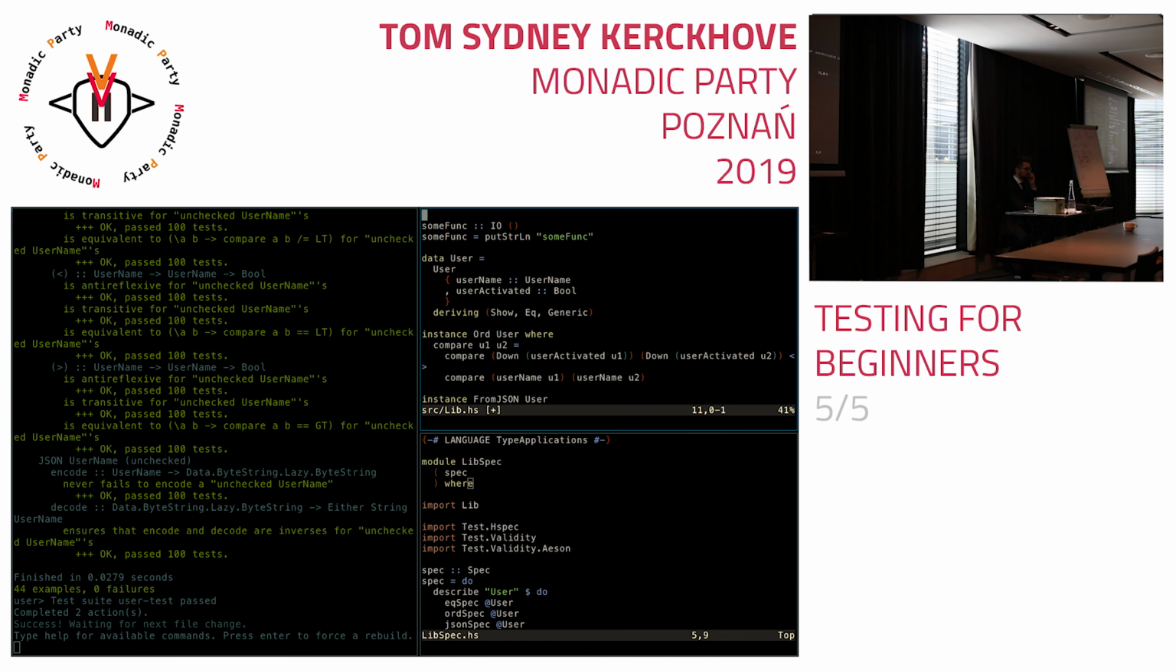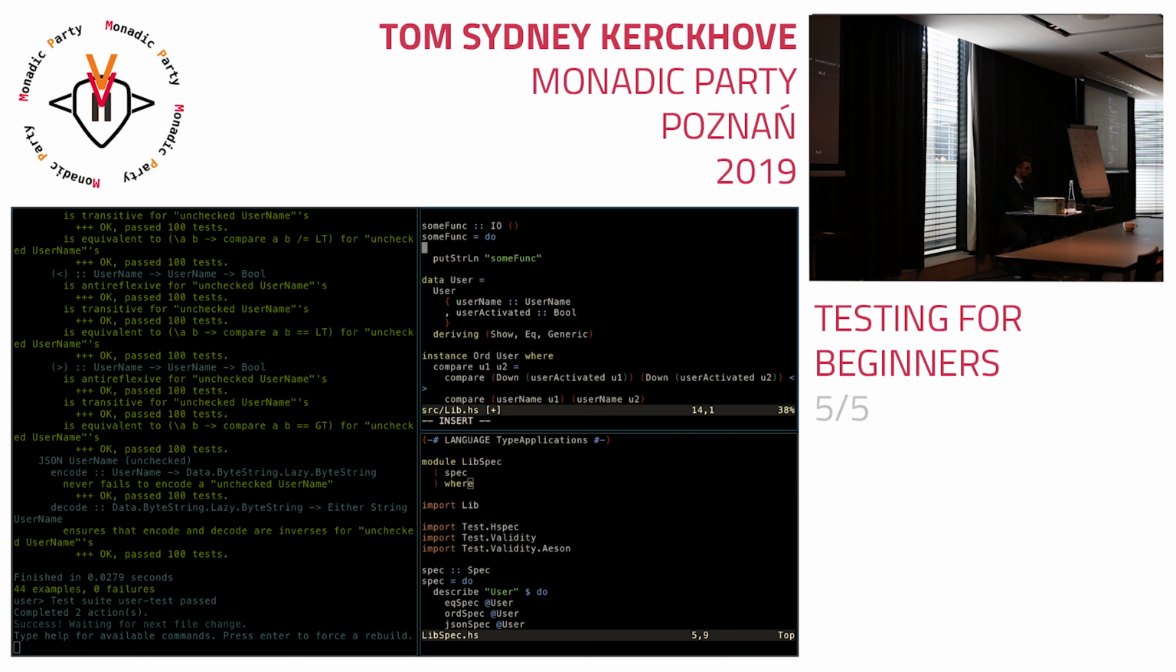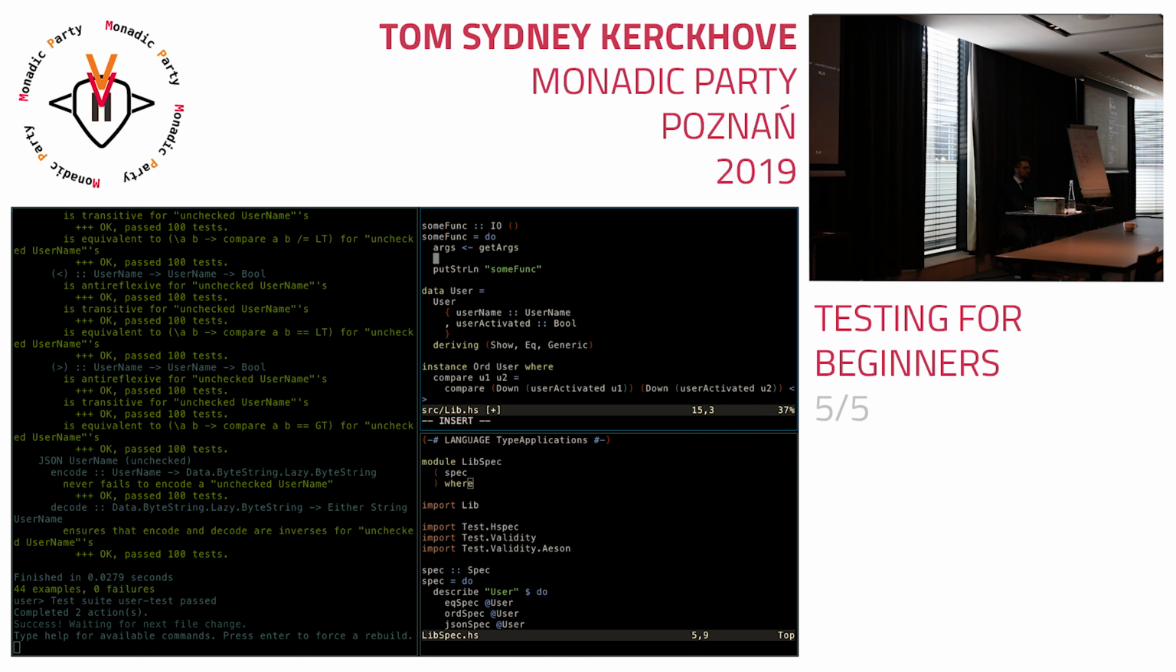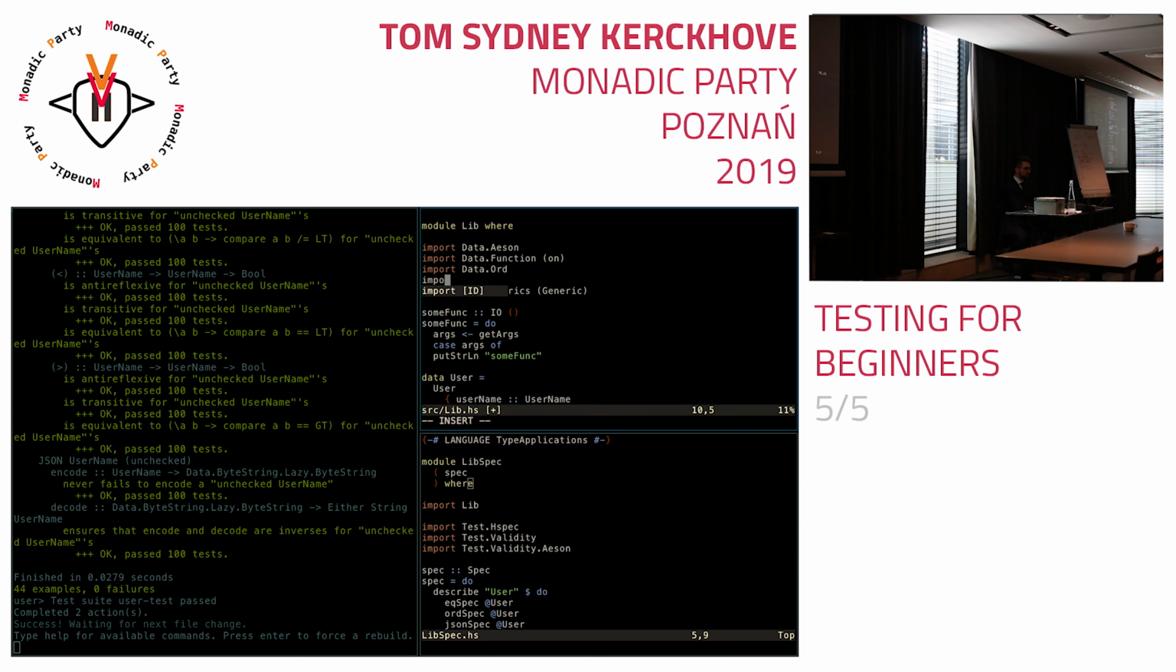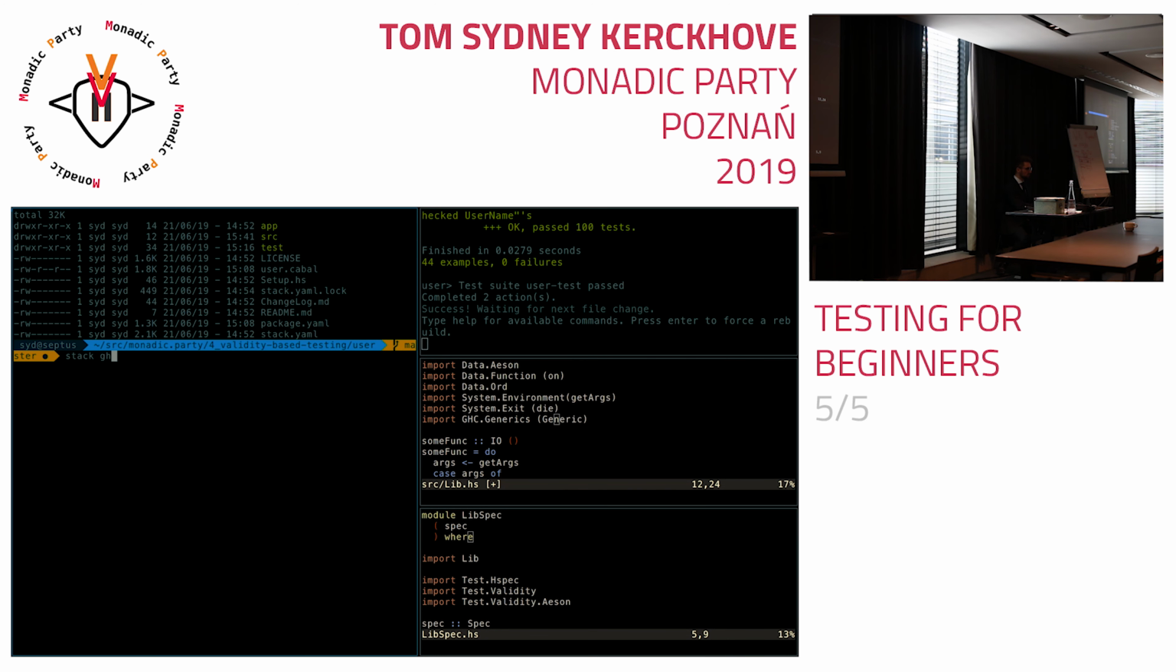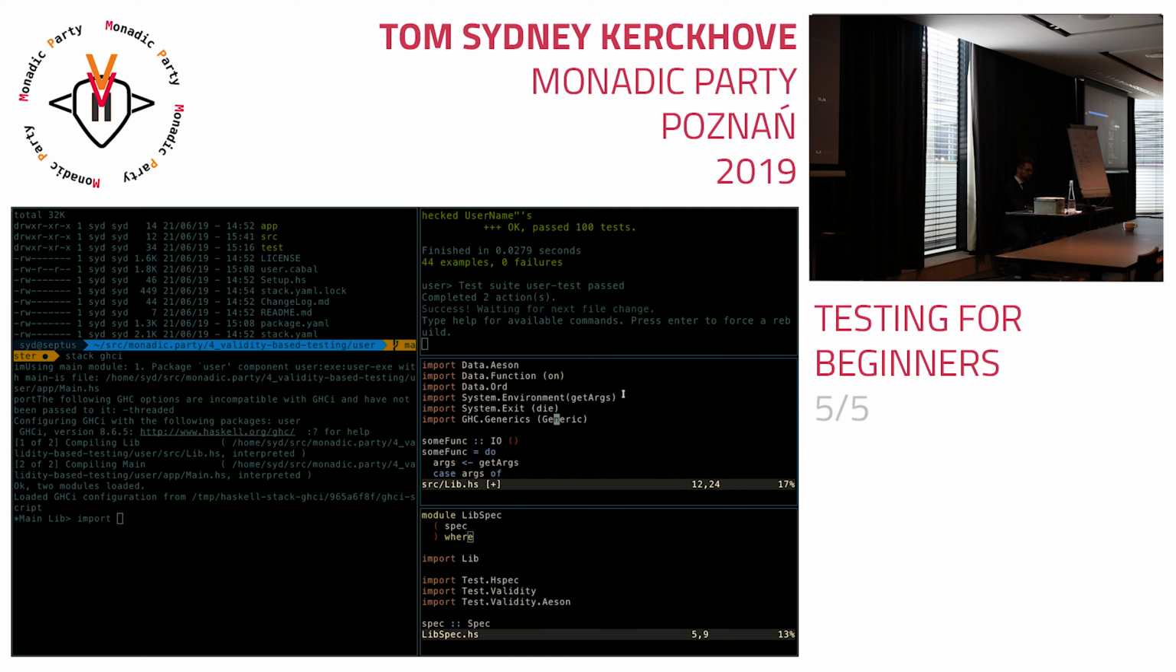Now let's start writing some actual implementation of the little tool I described. To use the tool, we're going to run the executable with some arguments. And to do something different based on the arguments, we need to get getArgs from System.Environment. And from System.Exit, I want to import die. And I'm going to show you the types of those.